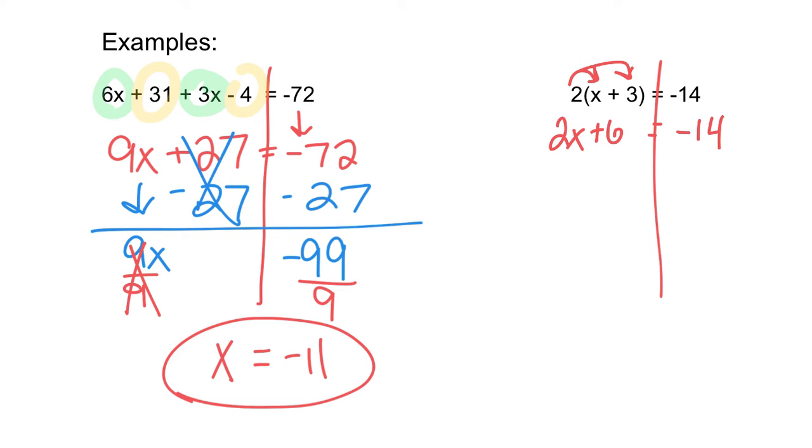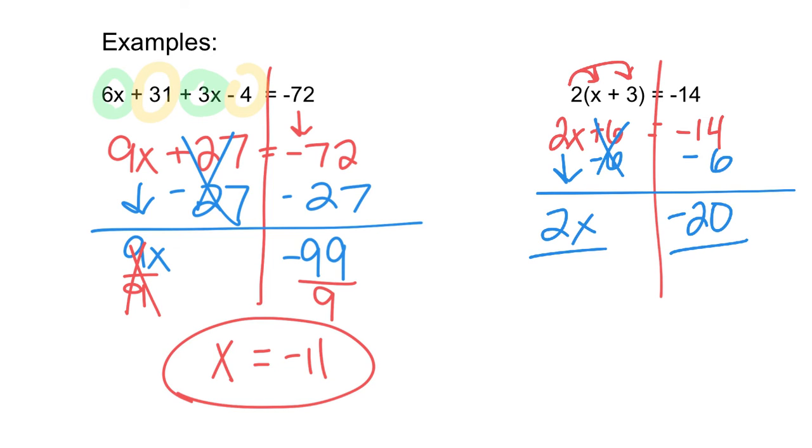Now I'm going to start moving stuff. So I want to move the 6 first because it's not attached directly to the x side by side. So I'm going to subtract the 6 because positive 6, negative 6 are opposites. So I'll subtract 6 over here. Negative 14 minus 6 is negative 20. The 2x comes down. Now divide both sides by 2. So x will be negative 10.